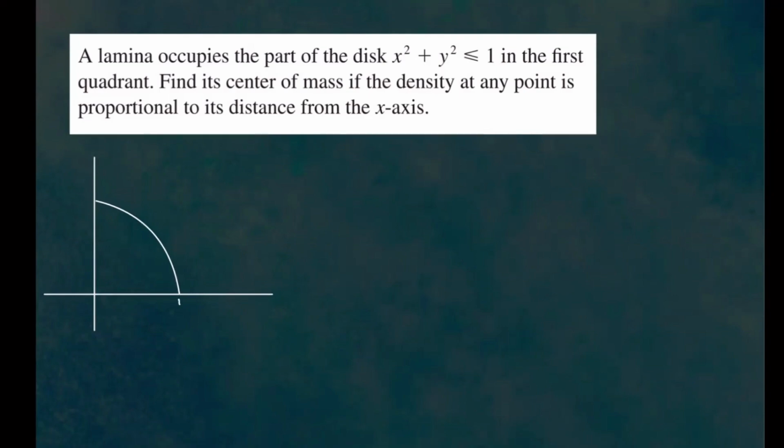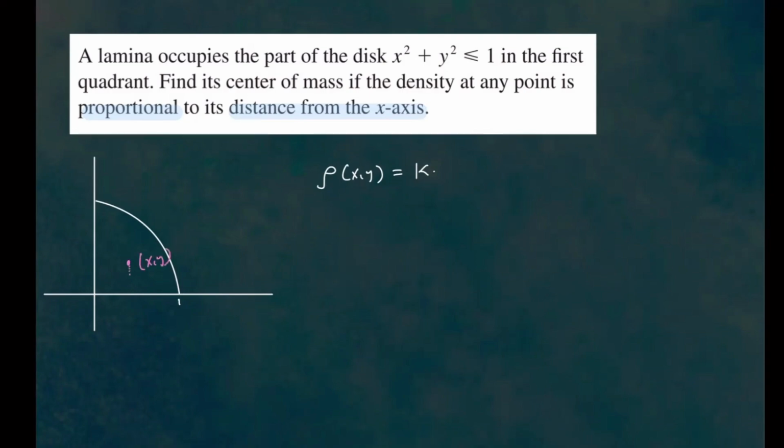Now we also know that the density, let's call it rho, is a function of x comma y. This is going to be proportional to its distance from the x-axis. So let's use k as a proportional constant. We need to figure out what that distance is. If you look at any point in this region, let's say it has coordinate x comma y.